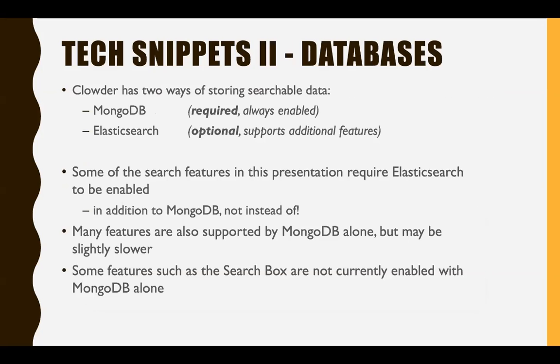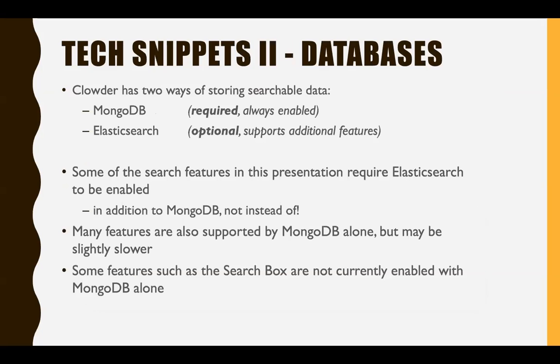The other thing I'll just mention briefly is databases. Clowder as an application has the ability to turn on and off certain features depending on how much compute power you want to deploy with your Clowder application. One of those things that's optional is Elasticsearch, which is generally a service that you can use to index data and do very fast queries on them.